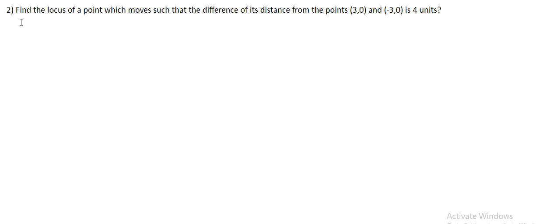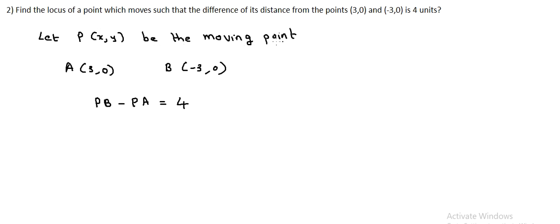The next problem is, find the locus of a point which moves such that the difference of its distance from the points (3, 0) and (-3, 0) is 4 units. So here let P(x, y) be the moving point and let A be the point (3, 0) and B be the point (-3, 0).